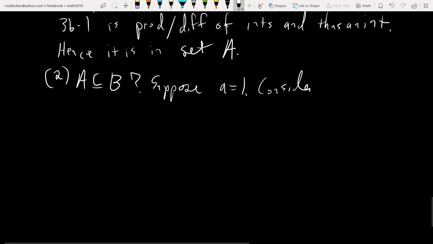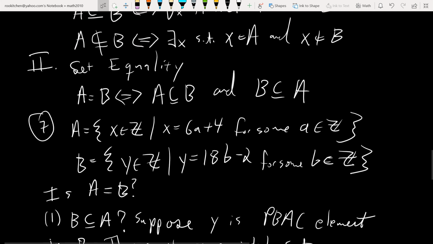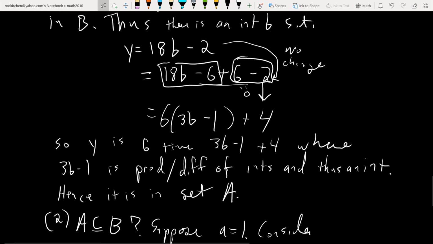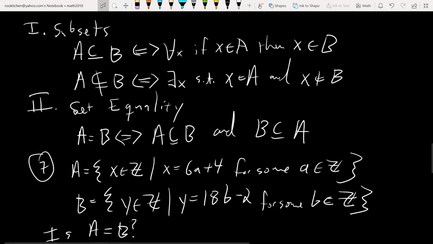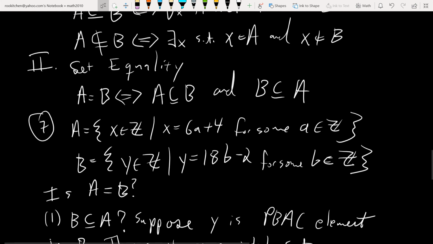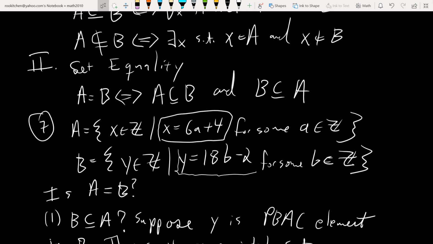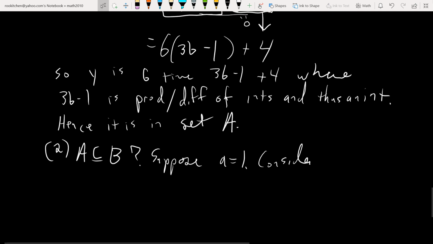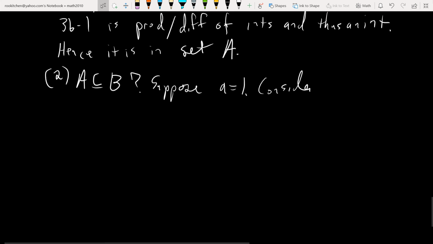Okay, so consider then the definition of A way back here, wherever it went. Where are you? Oh, there it is. So the definition of A, I'm going to let little a in this thing equal 1, and then that'll give me an element that's in A, right? So the number 10 will be in A. And then I'm going to show that there's no way to make this thing equal 10 for any integer b. And that will mean that the number 10 is in A but not in B, so there's no way A can be contained in B.